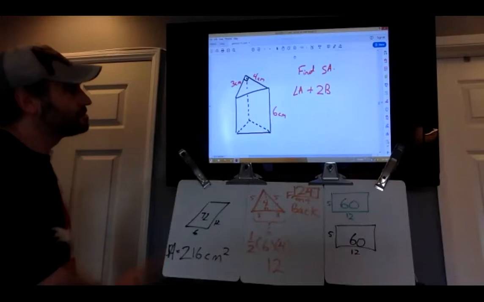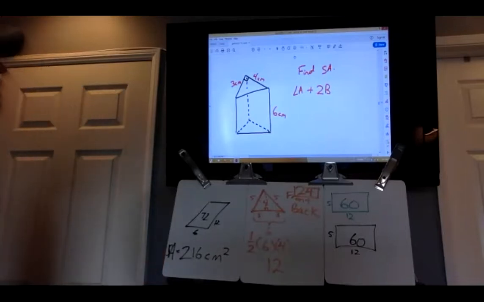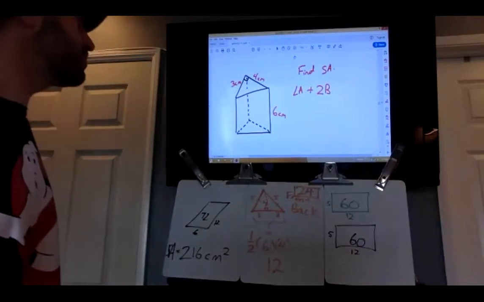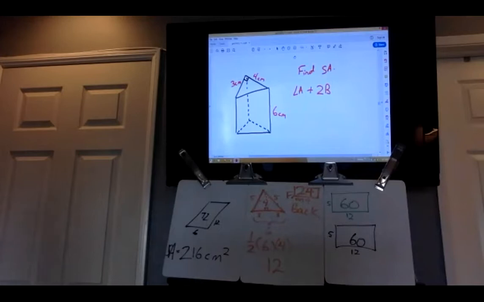Okay. So that's your formula right there. It's lateral area plus 2 bases is how you do this. Go ahead and do this one. Good practice.